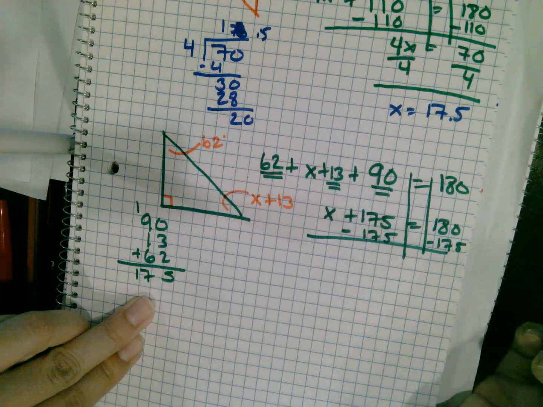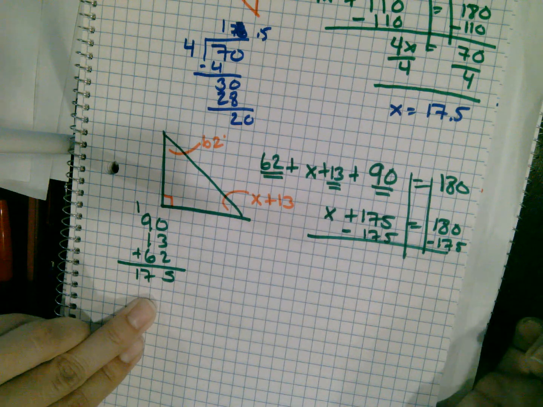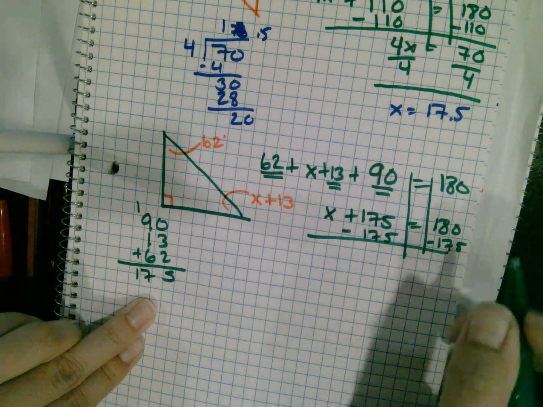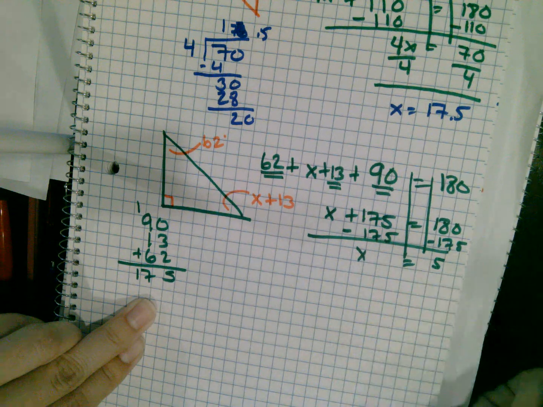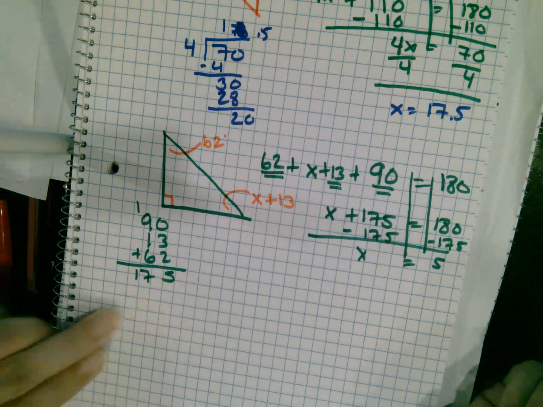If I'm going too fast, you pause me, rewind, stop. You can do this on your own. x equals 5. All right? Okay.